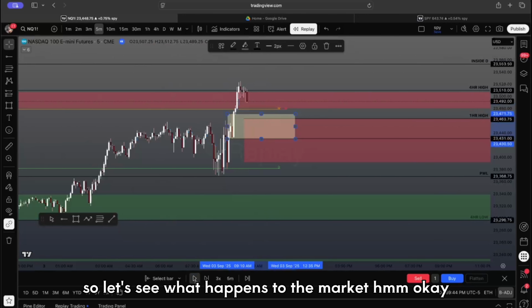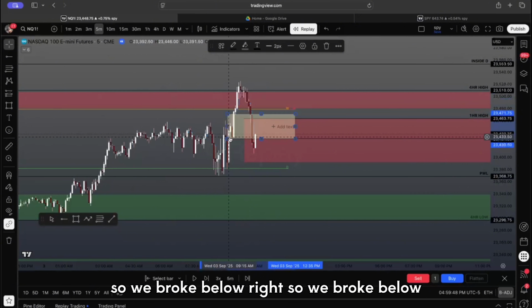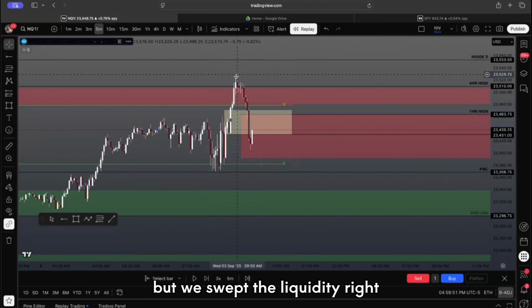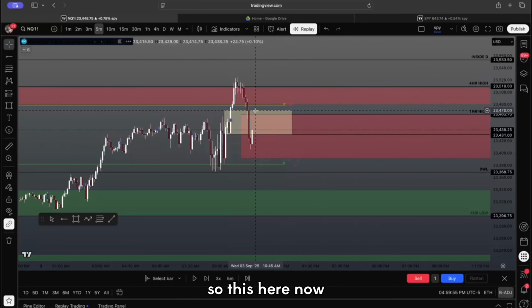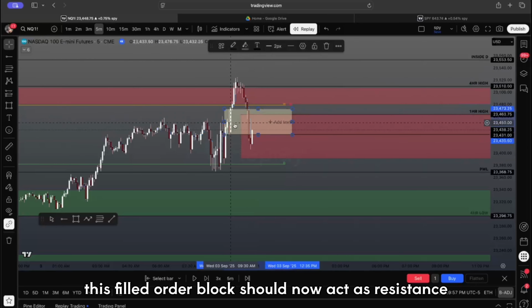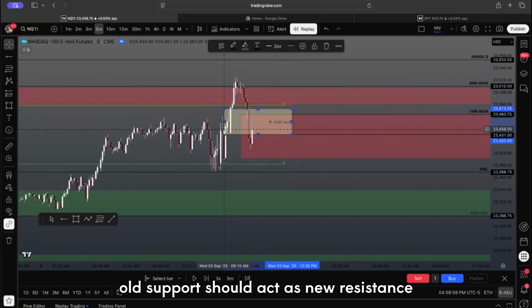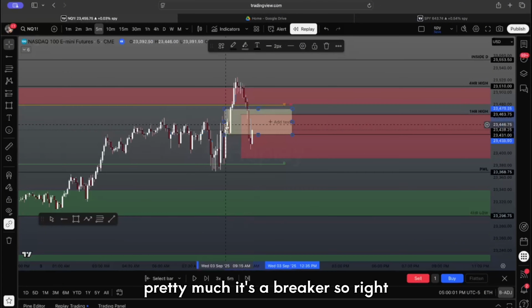So let's see what happens to the market. Okay, so we broke below, right? So we broke below, but we swept the liquidity, right? We swept the highs, we swept the liquidity. So this here now, this failed order block should now act as resistance. Old support should act as new resistance. Pretty much, it's a breaker.